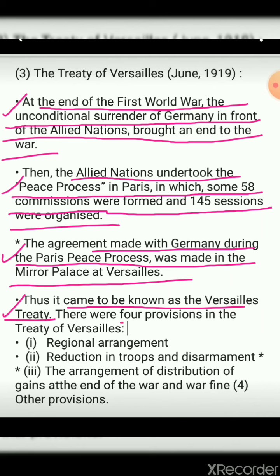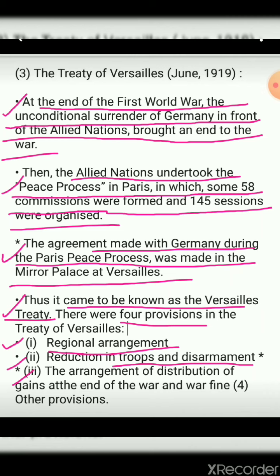There were four provisions in the Treaty of Versailles. The first one, regional agreement: Germany needed to sign it. The second one was reduction in troops and disarmament. Reduction in troops means the army has to be reduced, and disarmament means not using weapons. Germany will not use weapons and must reduce its troops, that is, its army.